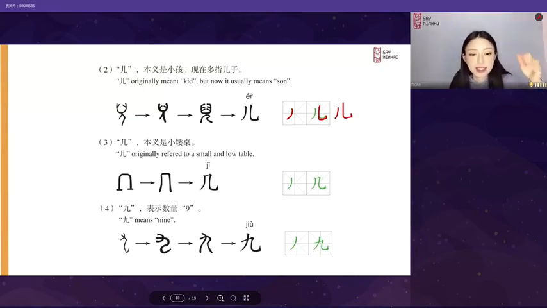Next one is 几, it means how many. And it originally actually referred to a small or low table. Now it means how many, and it still sometimes means a low table. Okay, try to write it, first a left turning and then a horizontal turning curved hook. Okay, write again. This is 几, really easy. And 九, it looks like 几, but it is different from this part. 九, nine, it is first a left turning and then cross it. Try left turning and a horizontal turning curved hook. This is 九. Okay, four new single component characters for today.